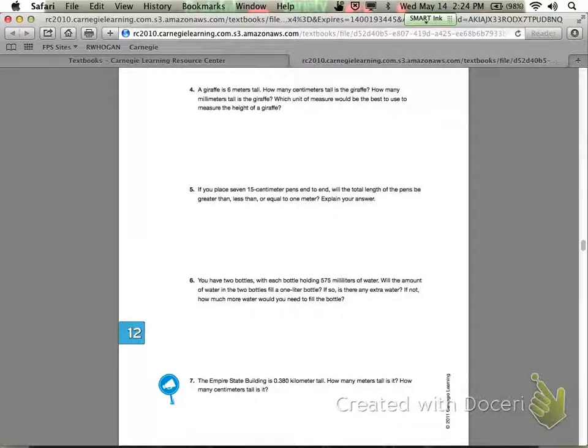Let's turn to page 790, and what I would like you to do for homework then is number 4 through number 7. That will be all then for 12.2 on metric measurement. You do not have to worry about doing talk the talk.